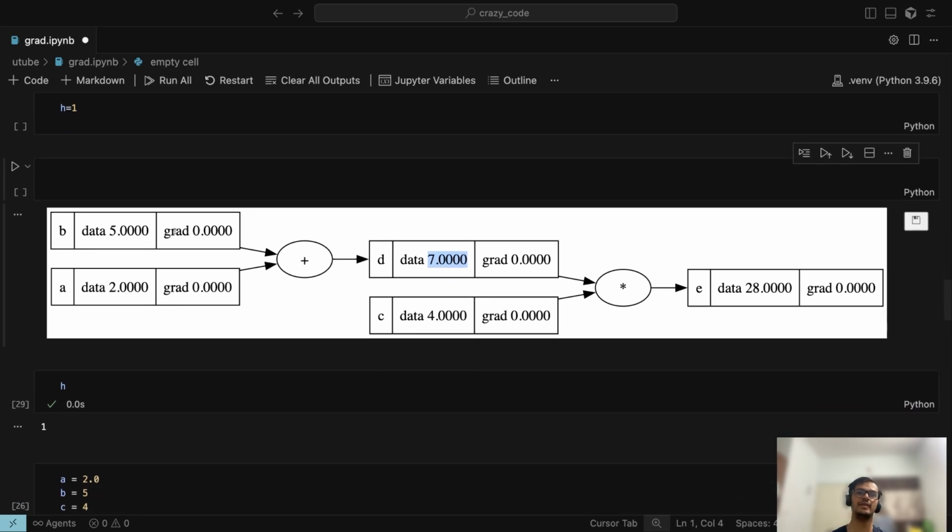But in the case of a and b, it's a plus operation, so they're not directly dependent on e. If I add any amount here, because this is a multiplier, it is going to directly impact how d is defined. So d becomes the gradient of c for e.